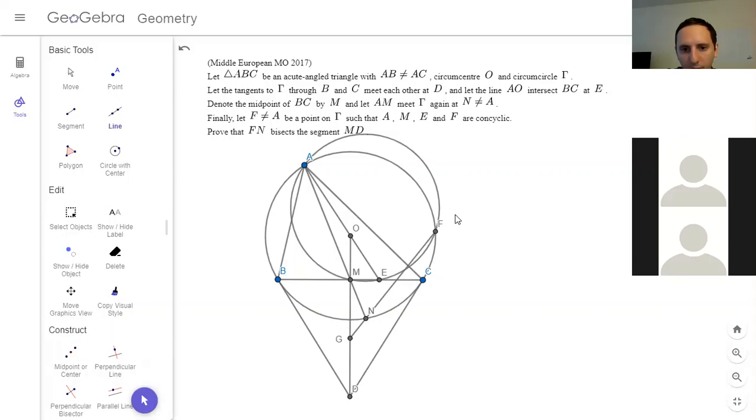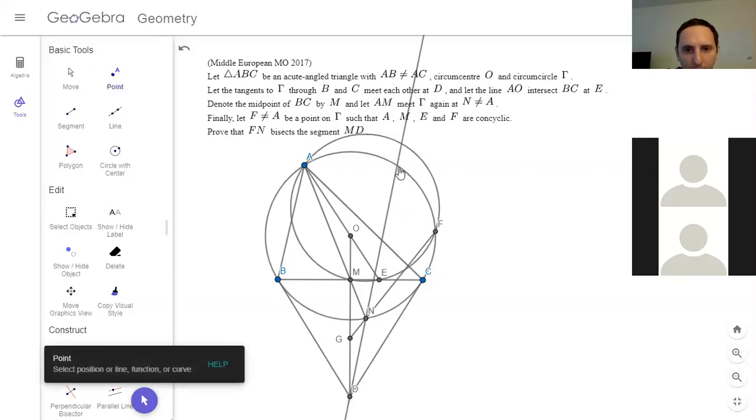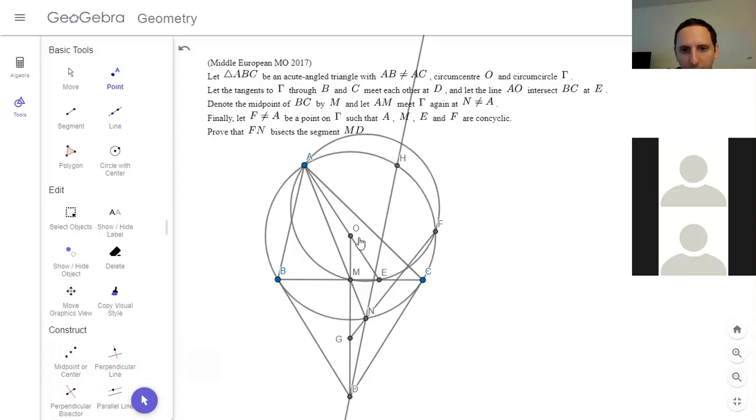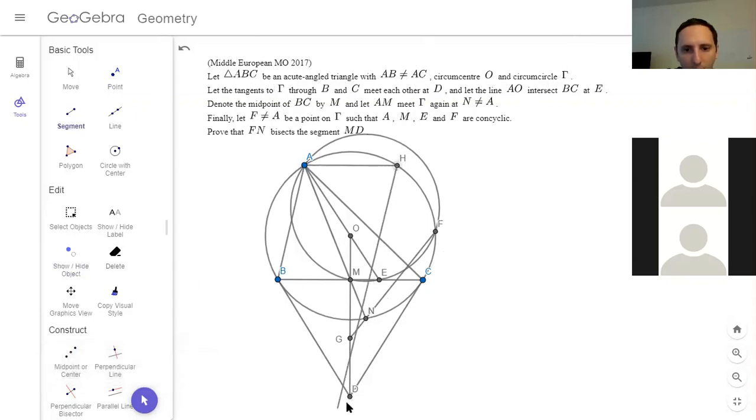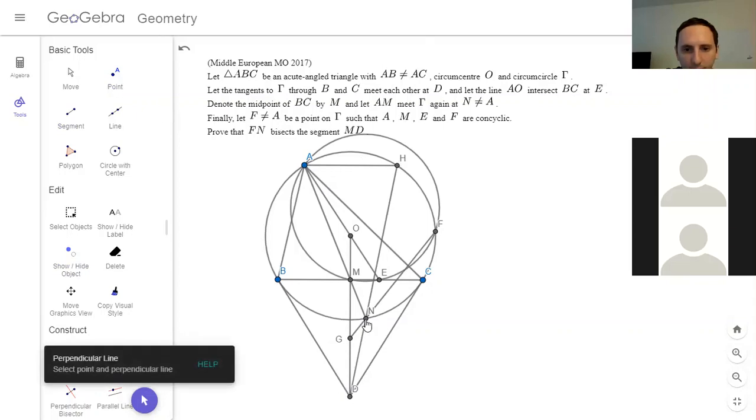So M, G, D, I think maybe N, D, and E are, no, N, D, and E aren't collinear. But basically angle BNA is CNH. So AH is parallel to BC. And so, what do we have? AHF, and then we just draw the perpendicular. Let's see what that does.